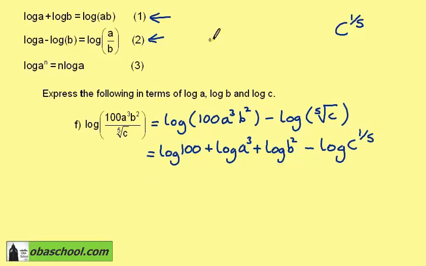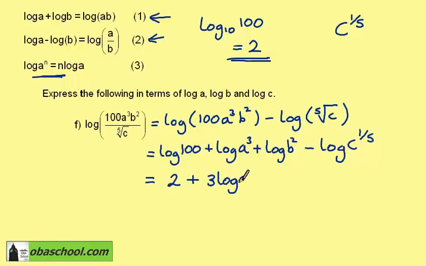Log 100 we've discussed before. Log to the base 10 of 100 is the same as 2, and we discussed this in the introduction to logarithms. So this is 2. Then using this, we get 3 log a and 2 log b, take away 1/5 of log c.